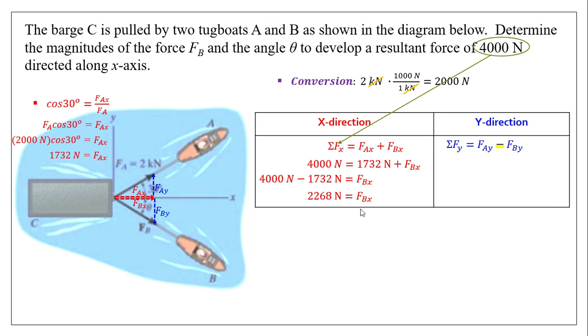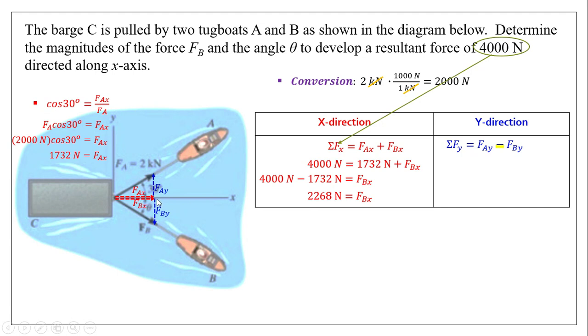Well, that helps me find FBX. But in order to find FB, I need either an angle or the other leg. Essentially, you're just trying to solve for a triangle. But to solve for a triangle, you need enough information. You need at least two legs or a leg and an angle. Otherwise, it becomes impossible. But here, I'm just going to solve for the two legs. I just found FBX, which is this component horizontally pointing to the right.